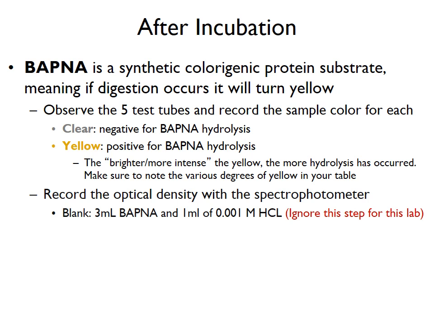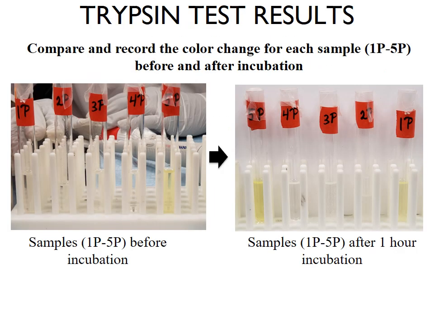But because of the situation on campus, there's a little bit of restriction, so I couldn't perform this side of the experiment. So you can ignore this part, but you have the difference in the coloration, then you're supposed to record that. Like 1P and 5P here before incubation, 1P, 2P, 3P, and 4P are almost clear in color compared to 5P, which is yellowish in color.